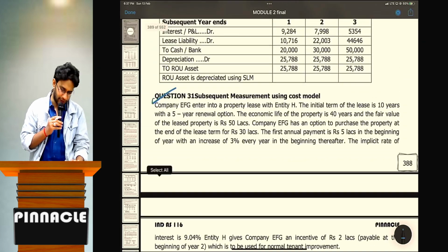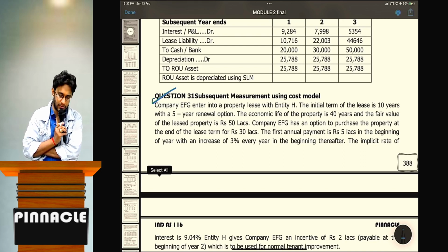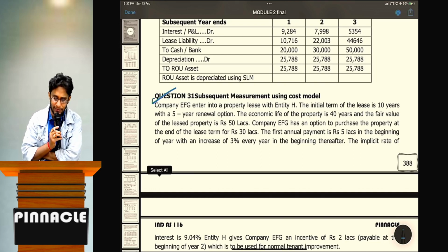I guess this one will solve. Company EFG enters into a property lease with entity H. The initial term of the lease is 10 years with a 5 years renewal option. So 10 years is definitely non-cancelable. The life of the property is 40 years and the fair value of the leased property is 50 lakhs. Company EFG has an option to purchase the property at the end of lease term for rupees 30 lakhs. Once the lease term is over, I can buy by spending another 30 lakhs.